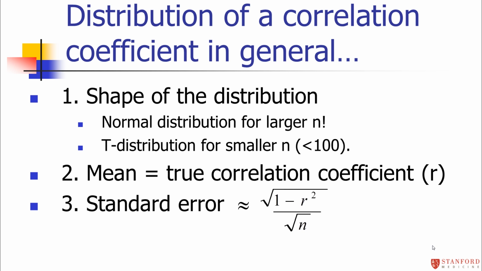The mean of the distribution of a correlation coefficient is the true correlation coefficient, not surprisingly. The standard error somebody's worked out with mathematical theory. It turns out to be approximately the square root of 1 minus r squared, and r is the true correlation coefficient in the whole population, divided by the square root of n. Notice it has a lot of similarity to the standard error of the mean. They both have square root of n in their denominator. So bigger samples mean smaller standard errors once again.